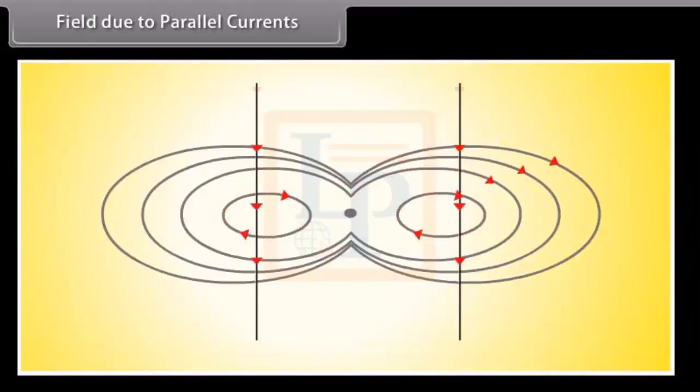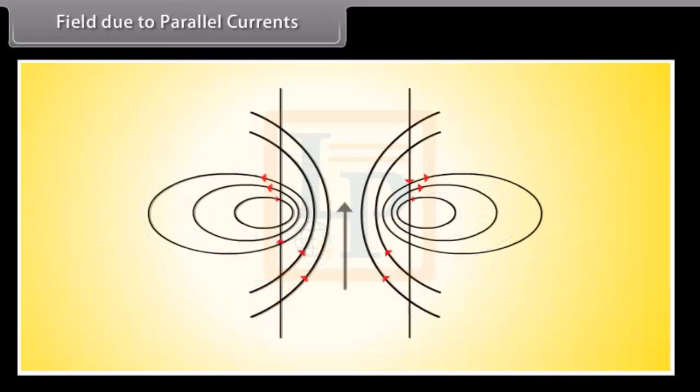Field due to parallel currents. It represents the combined magnetic field due to two parallel conductors carrying current in the same direction. The pattern of the magnetic field indicates attraction between the conductors. It represents the combined magnetic field due to two parallel conductors carrying currents in opposite directions. The pattern of the magnetic field indicates repulsion between conductors.